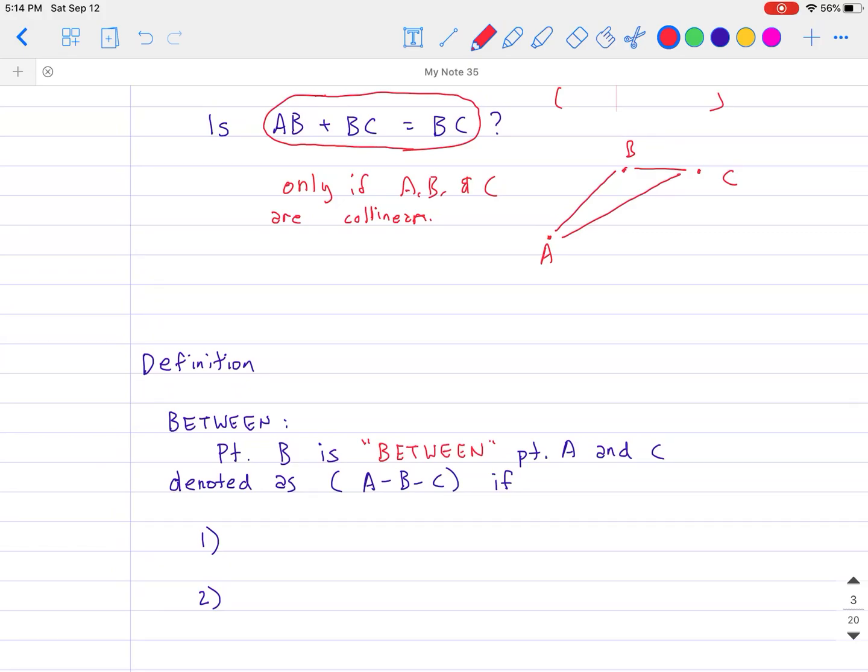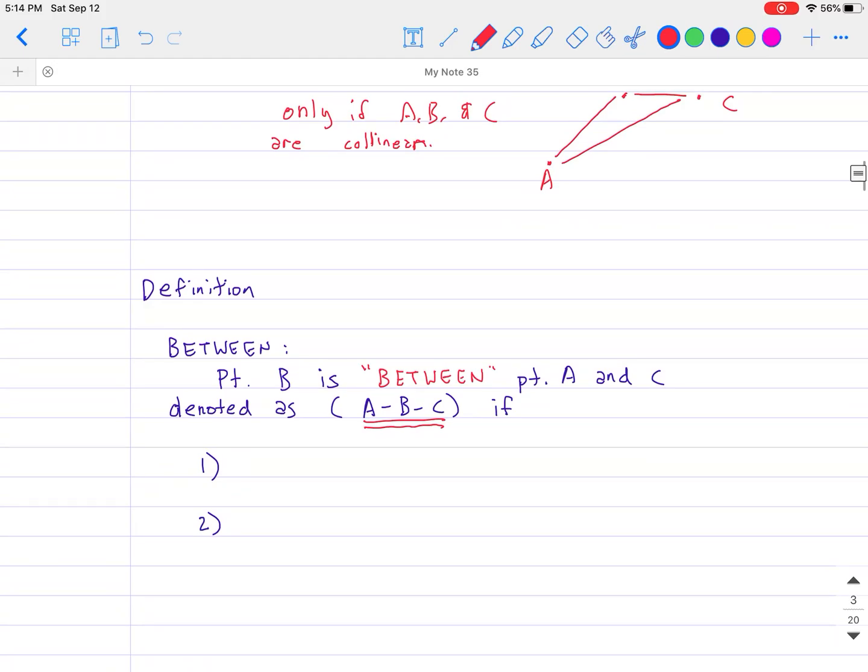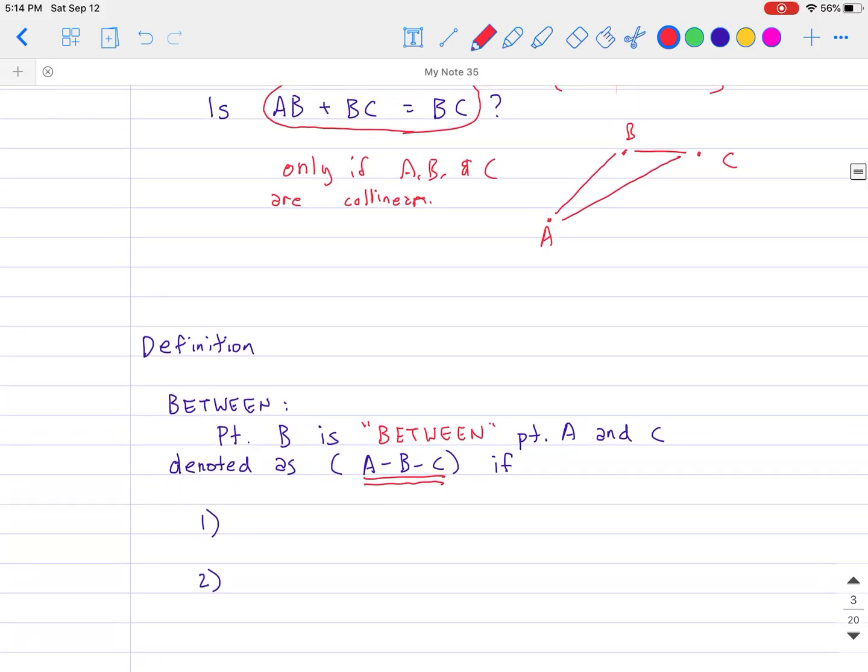Well, let's go ahead and define some of this stuff right here. So here is the definition for the word between that we're going to be looking at. Here we have point B is considered between point A and point C, and we denote it by this little notation over here, A-B-C. So that is another way of saying point B is between A and C, if and only if what two conditions are true? Well, according to what we just said over here, that means that A, B, C are collinear, just like we said in the picture over there.